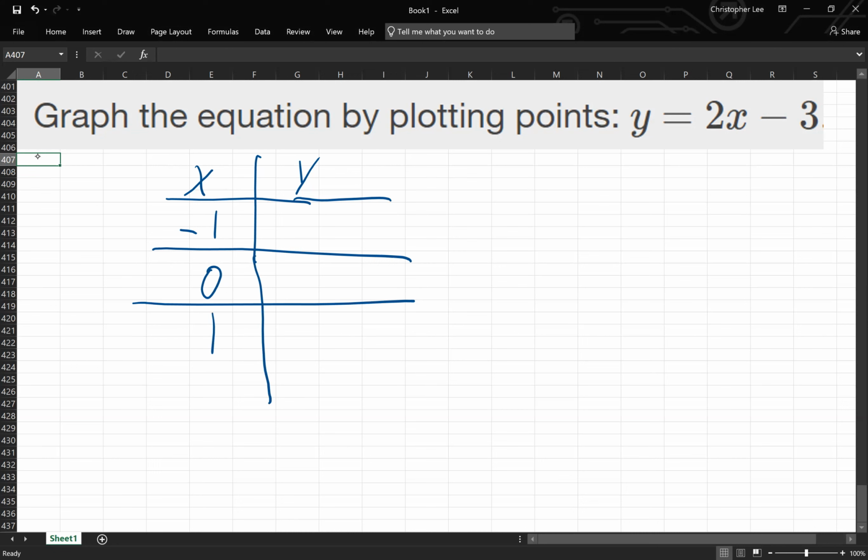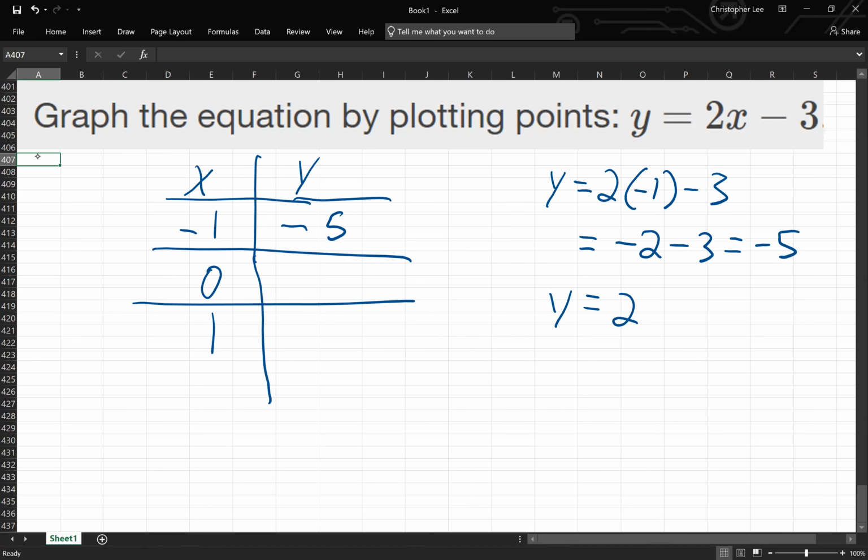Because that's my strongest timetables, right? Over here, I'm gonna have y is equal to 2 times -1 minus 3. That's gonna be what? -2 minus 3, so that's -5. Boom, -5. Over here, it's the hardest one of all, right? 2 times 0 minus 3. What's 2 times 0 again? 0 minus 3, -3. All right.